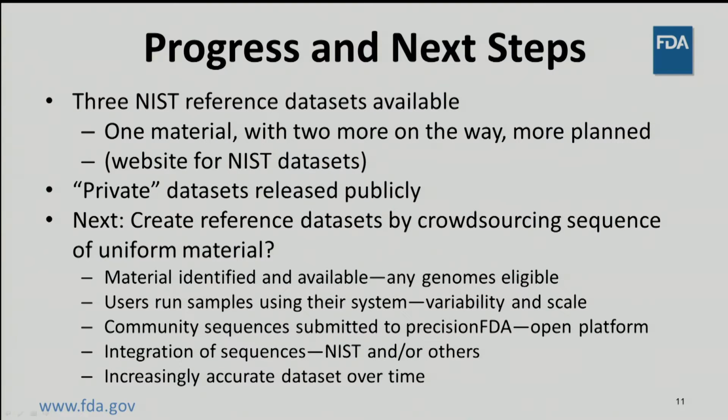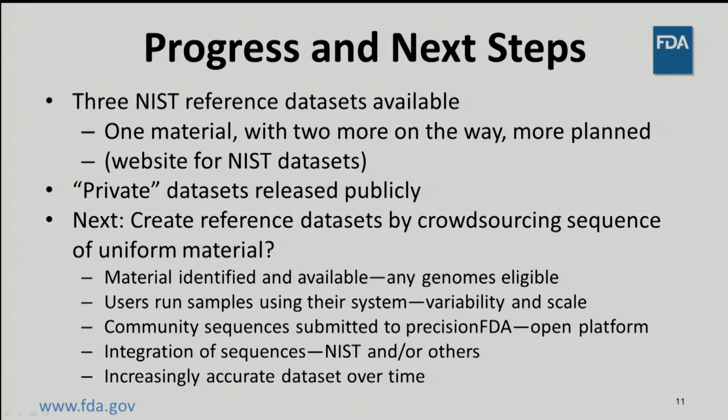Next, we need to consider which types of data sets are most needed, identify appropriate materials, and get started on generating them following a general process of identifying materials, getting users to run them on their system configurations, and perhaps using Precision FDA as a repository for such sequences, where NIST or some other body can integrate the data to create a truth set with confidence figures, which would improve over time as more data is deposited and errors are detected and fixed. How will all of this help in regulatory science?